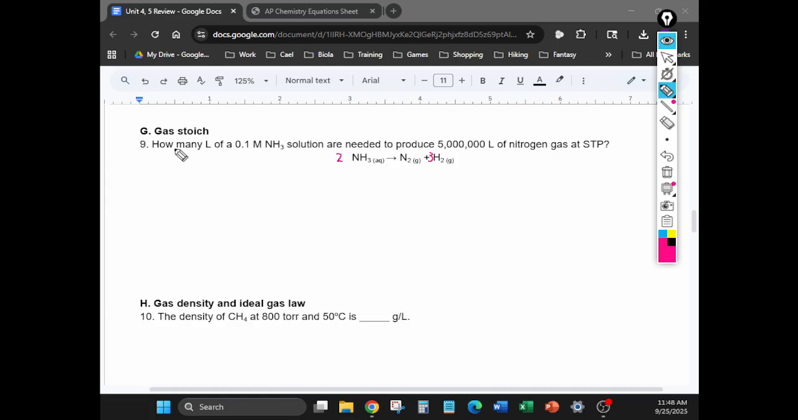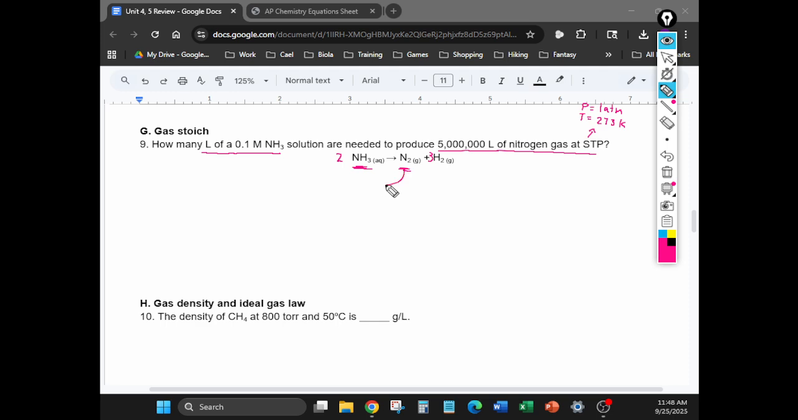Okay, so we have some information. Let's go over it, and I'll show you how to set up this problem. It's asking how many liters of a 0.1 molarity NH3 solution is needed to produce 5 million liters of nitrogen gas at STP. A couple things we already know: STP is on your equation sheet, but if you remember, it is 1 atm and the temperature is 273 Kelvin. So it's asking how many liters of this we need in order to make 5 million liters of this.